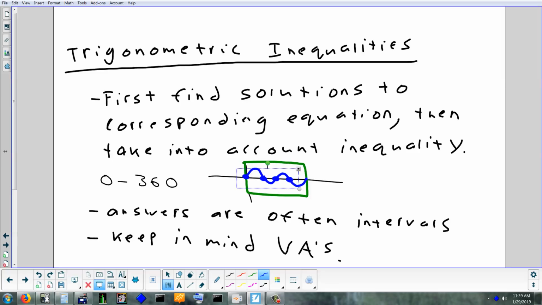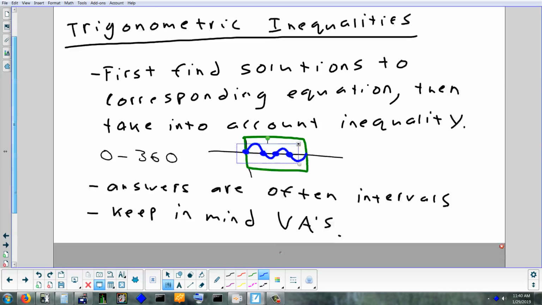Vertical asymptotes, those might come up, but if there's a vertical asymptote, it's going to be pretty obvious what it is. It's going to be like pi, or pi over 2. It's going to be a very easy one to find. It's not going to be an obscure number.